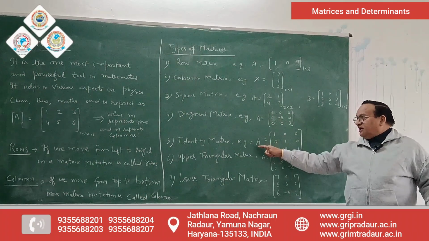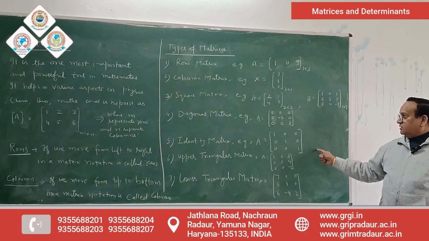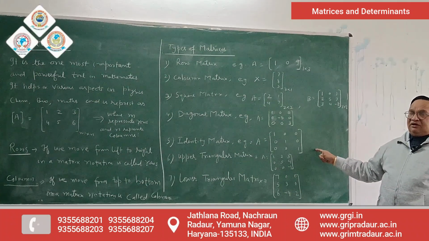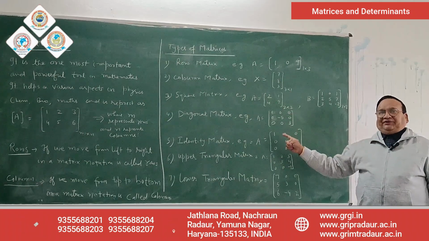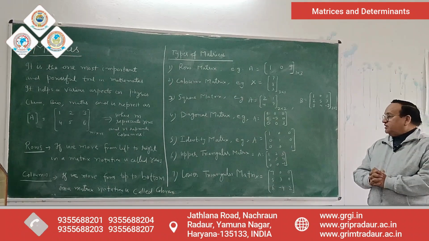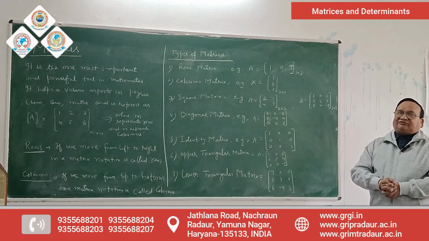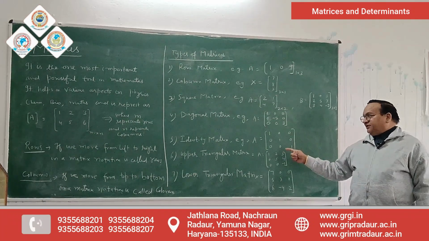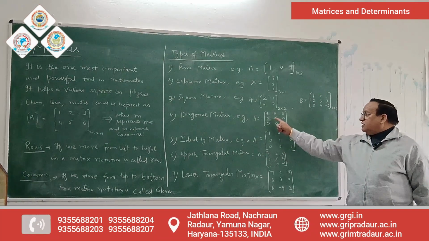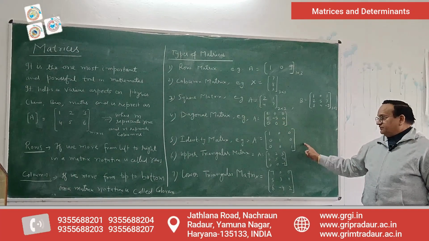And on the other hand, the identity matrix is also a square matrix. But the main difference between a diagonal and an identity matrix is that in a diagonal matrix the diagonal elements can be any numbers, while in an identity matrix the diagonal elements are all 1. Here it is 1, not minus 5. This is the main difference.